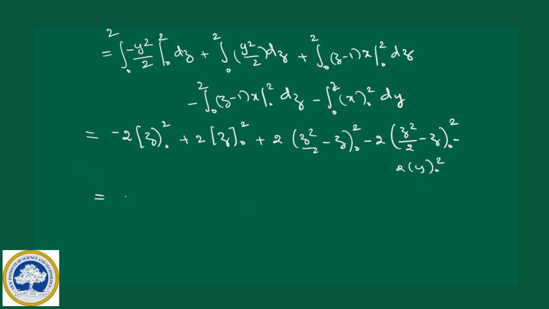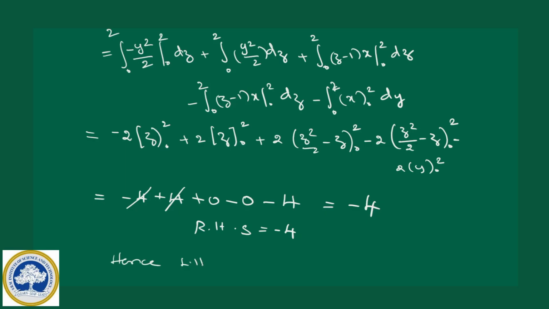Now applying the limit here again, this becomes minus 4, this becomes plus 4, and here it is 2 minus 2, 0, right? So plus 0 minus 0, and then here minus 4 again. So this minus 4 and plus 4 get cancelled, and then here the answer is minus 4. So finally what we have evaluated here is the right hand side, equal to minus 4. Already we have calculated the left hand side also as minus 4, and hence LHS is equal to RHS. Okay.